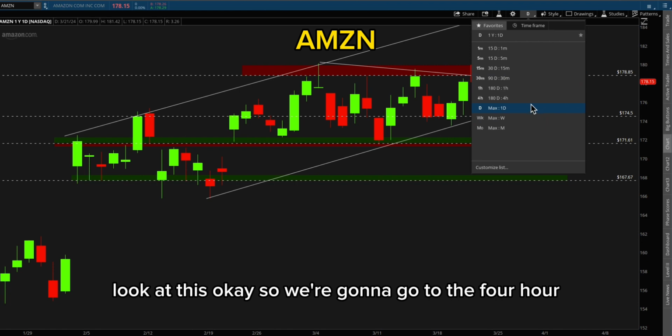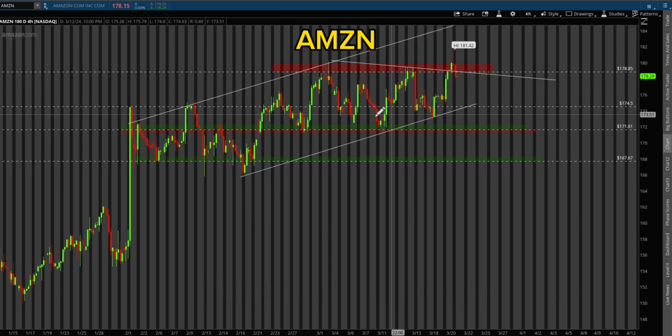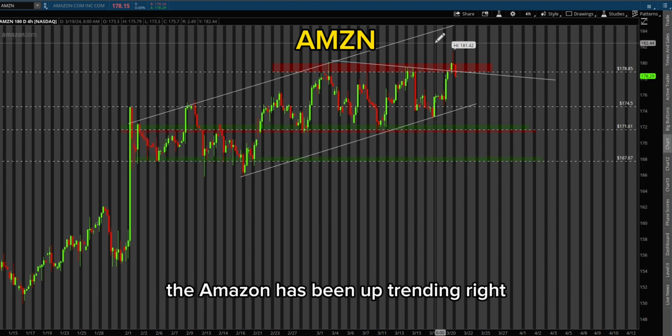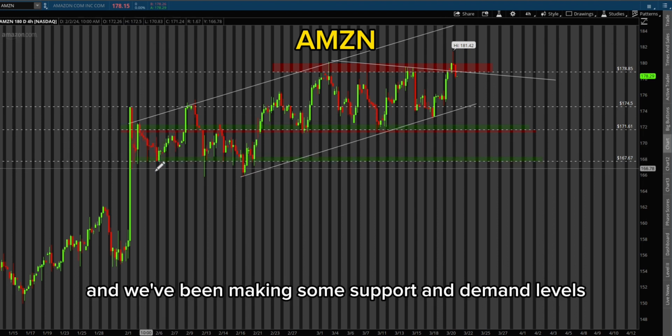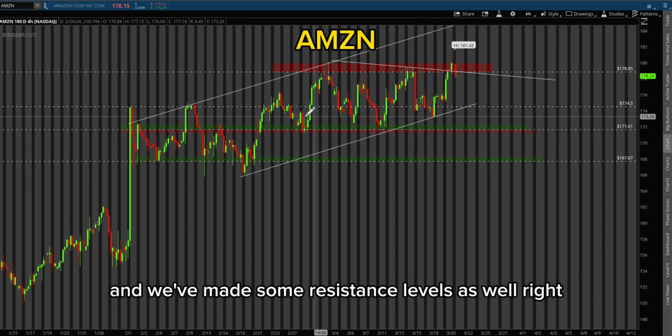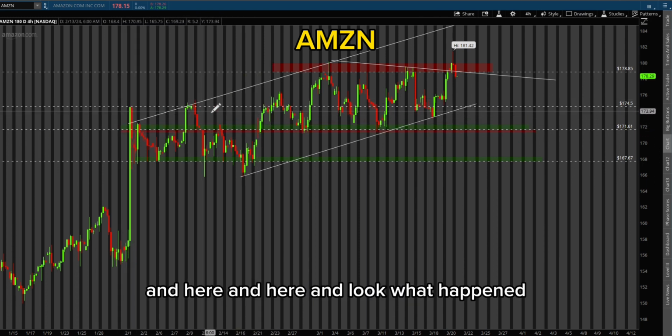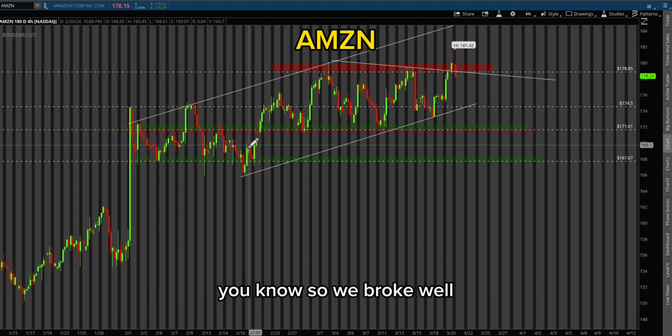Anyways, guys, look at this. We're going to go to the 4 hour because we can see it a lot better. As we can see, Amazon has been uptrending, and we've been making some support and demand levels like this. We've made some resistance levels as well. So here was resistance, here a little bit was some resistance, and here, and here. And look what happened, so we broke.